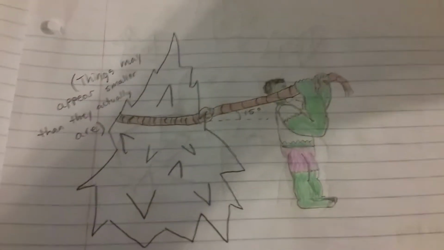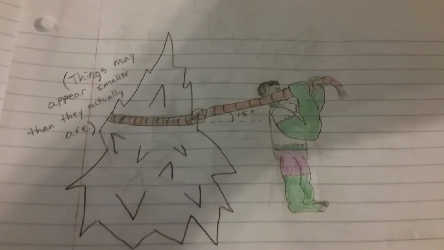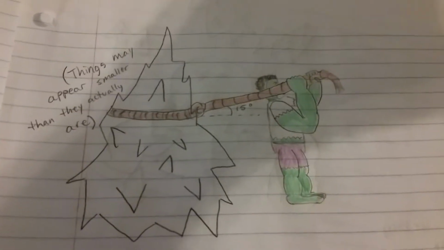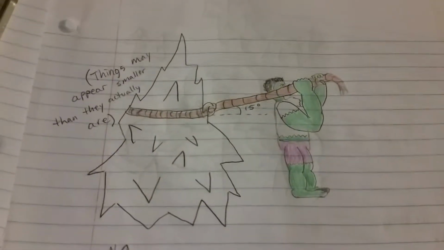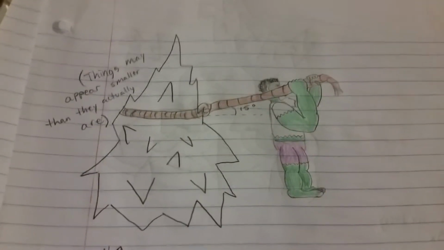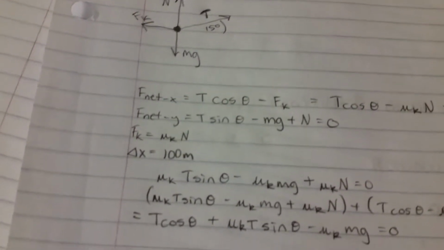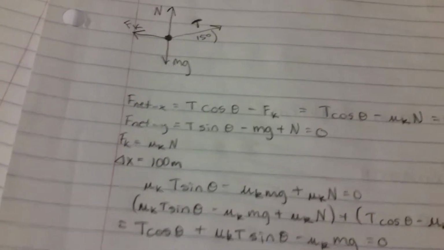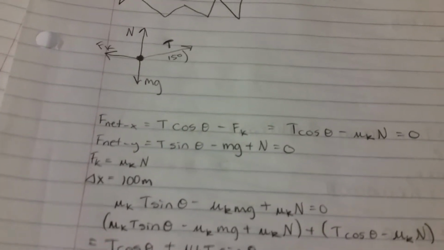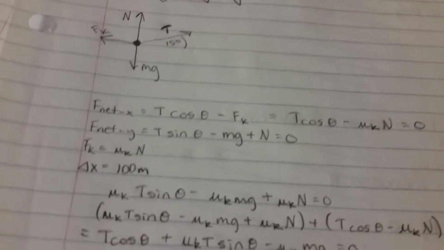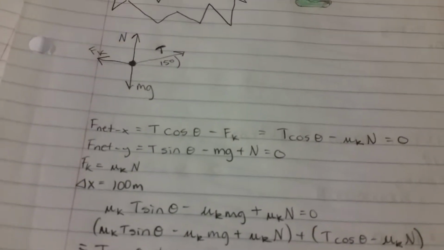So in this problem we have the Hulk about to hurl an iceberg at the Juggernaut, and we're trying to find the work done by the Hulk. So we have to find first the tension in the rope. So the F net x is going to be tension times cosine of theta minus the kinetic friction force, which is also equal to the tension times cosine theta minus the coefficient of kinetic friction times the normal force.